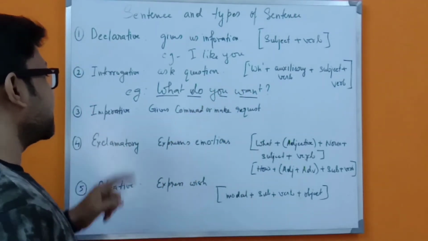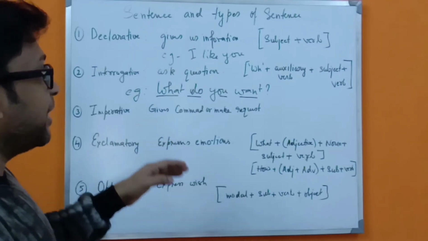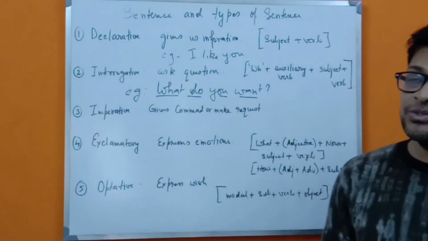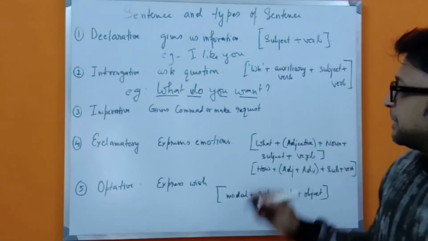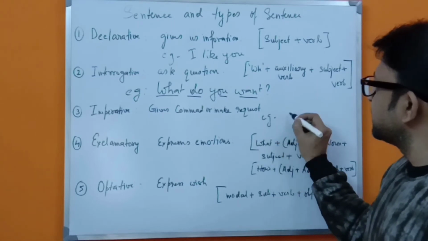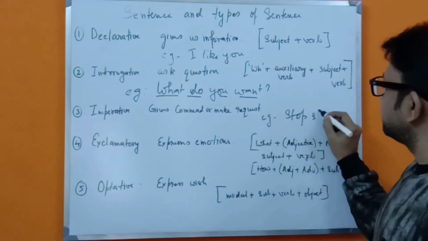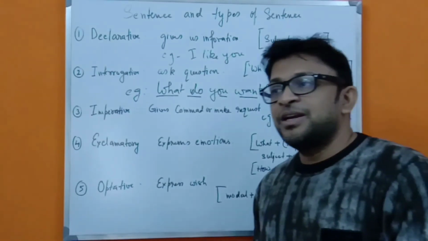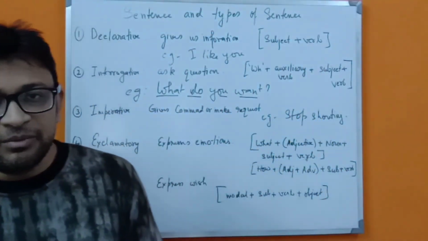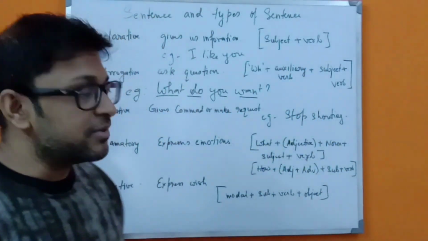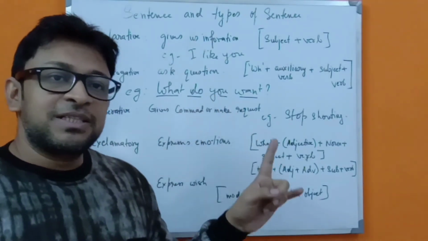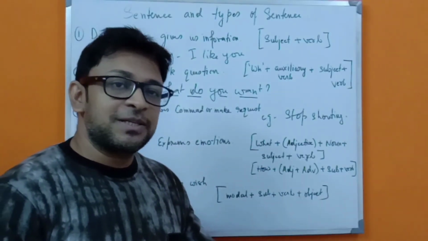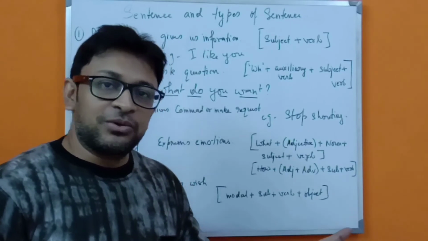Next, the imperative sentence gives a command or makes a request. For example, stop shouting. So this is an example of an imperative sentence. As for punctuation, either it will be an exclamation mark or mostly it will be a full stop. It must have a verb, and what the verb is doing has been expressed. The subject can also express the action.